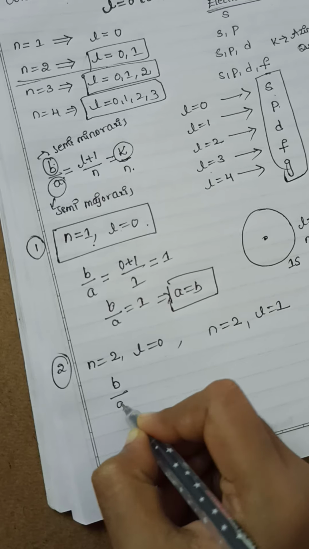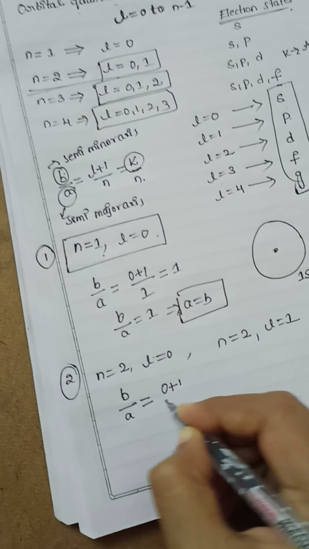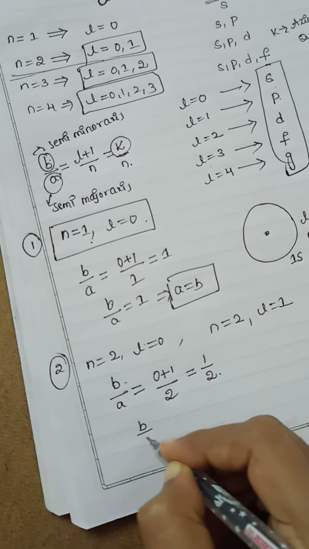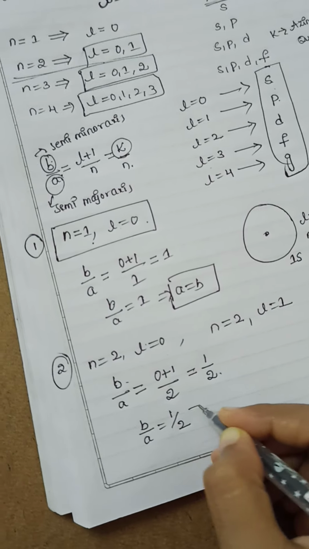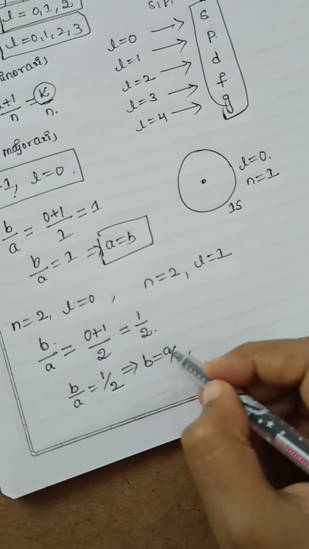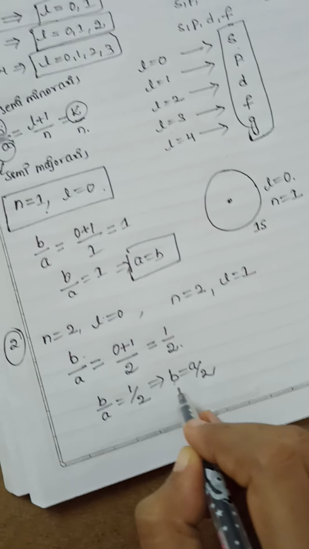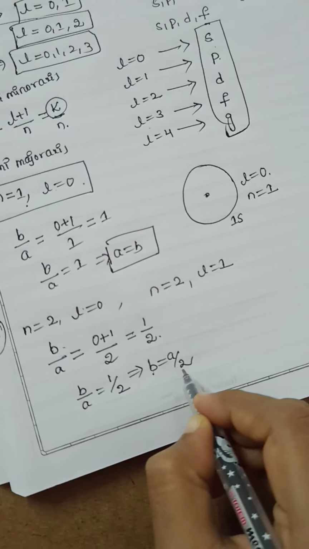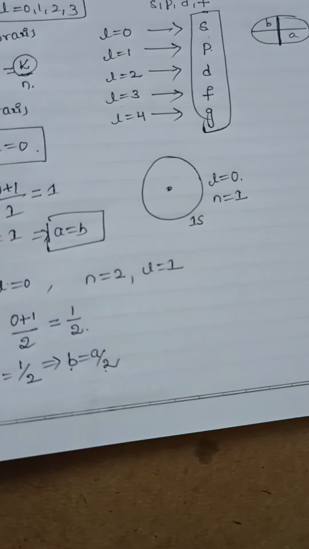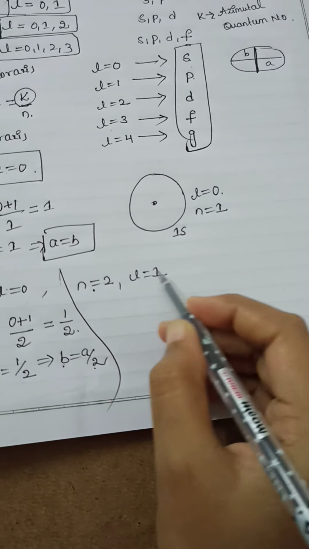So for n is equal to 2 and L is equal to 0, first I would like to substitute. B by A is equal to 0 plus 1 by 2, which is equal to 1 by 2. So B by A is equal to 1 by 2, that is B is equal to A by 2. Already I told you A is the semi-major axis and B is the semi-minor axis. So the semi-minor axis is half of the semi-major axis. Keep it aside. Next, coming to n is equal to 2 and L is equal to 1.